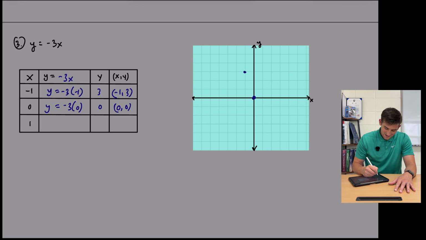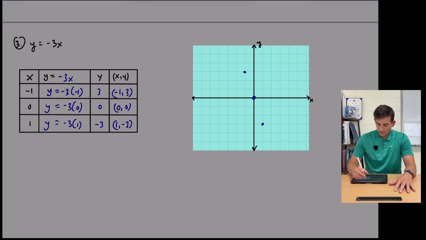Very good. All right. And the last one is 1, so negative 3 times 1, and that is just going to be negative 3. So that's 1, negative 3, and we can plot that on our graph and draw our line. Hey, that one's pretty good.